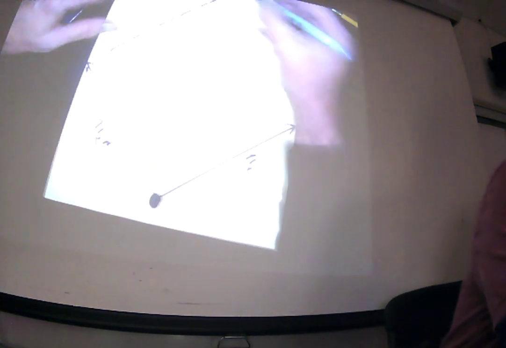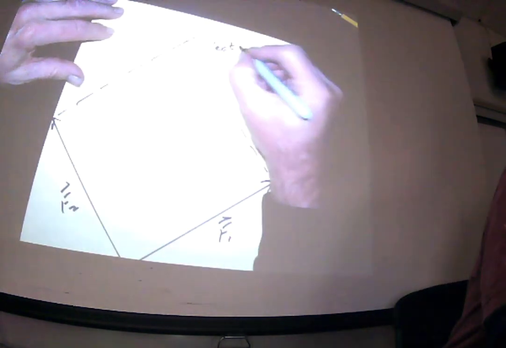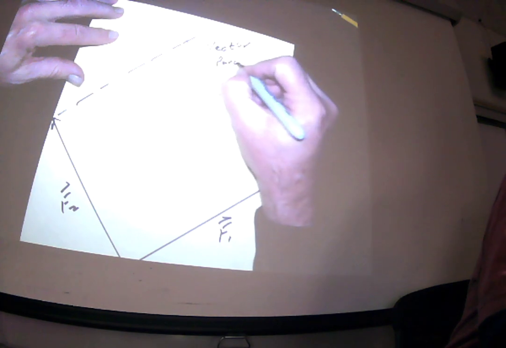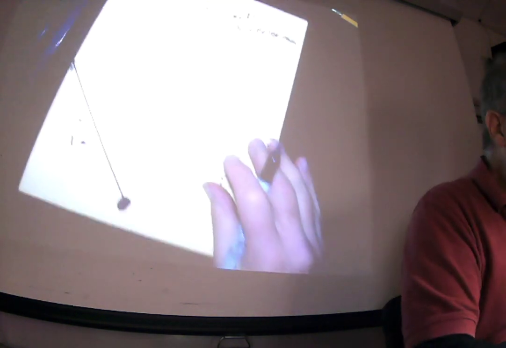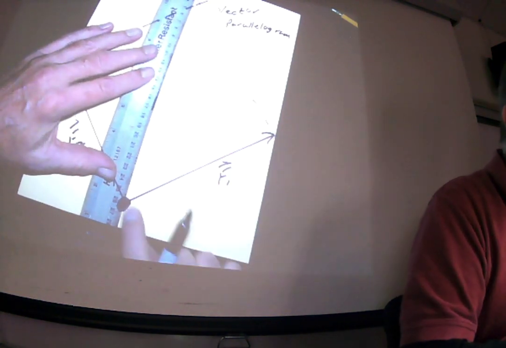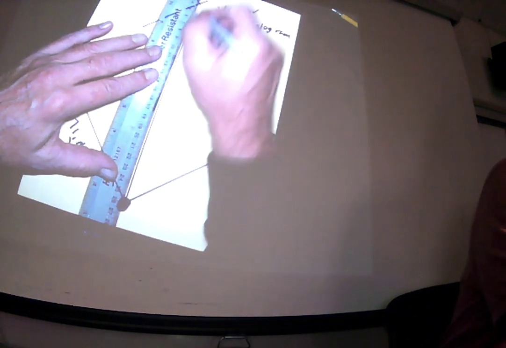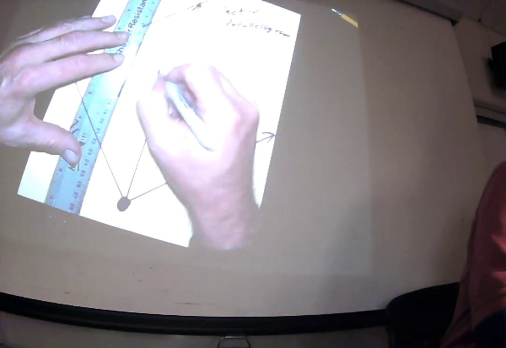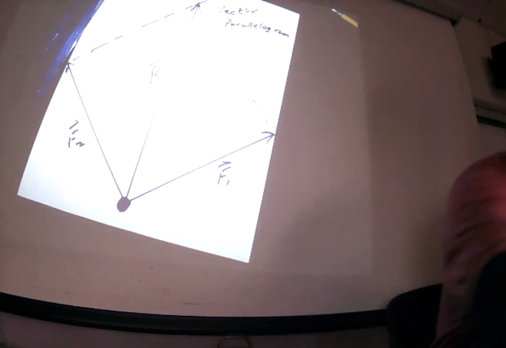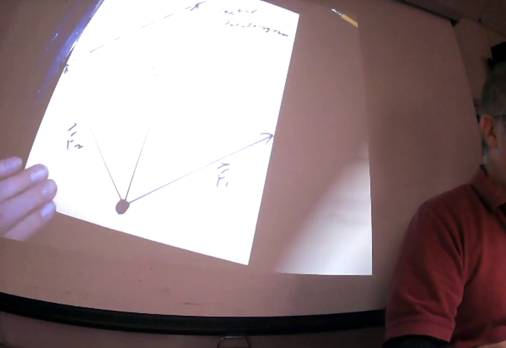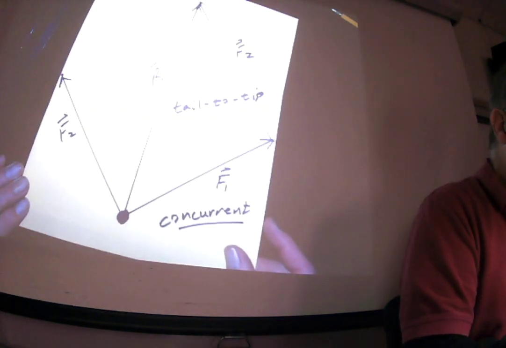This is called the vector parallelogram method of adding vectors. And the resultant is drawn as a diagonal starting at the point of concurrency. And so that would be my resultant right there. Now, notice that it's the same resultant that we had before. It's the same resultant.